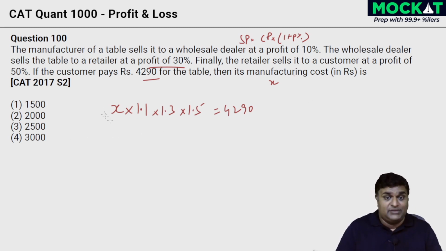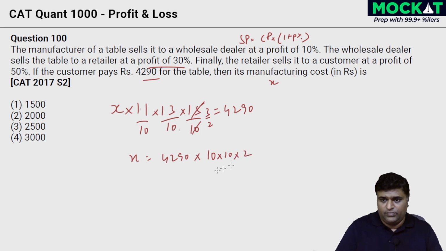Now, in case this turns up in an exam where there's no calculator, which is not a CAT exam, then what do we do? There's nothing but 11 by 10 over here. There's nothing but 13 by 10 over here. And there's nothing but 15 by 10, which can also be written as 3 by 2. So x over here is nothing but 4290 into 10 into 10 into 2, divided by 11 into 13 into 3.